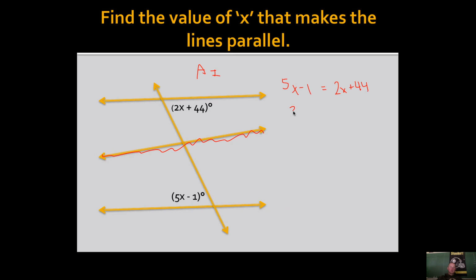So we're going to subtract 2x from both sides. We're going to add 1 to both sides. We're going to divide by 3. If x is 15, these lines will be parallel, these ones. If x is not 15, then the lines will not be parallel.